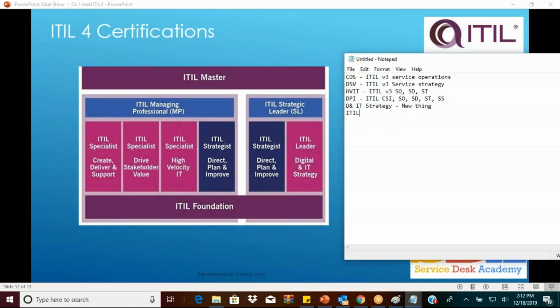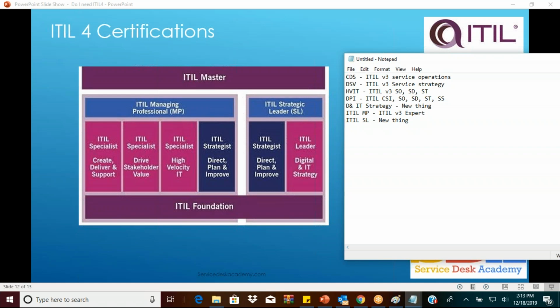And ITIL expert: ITIL MP, Managing Professional, can be correlated to ITIL v3 expert. ITIL Strategic Leader cannot be correlated again. It's a new thing. By doing ITIL Strategic Leader, you will get the expertise and capabilities so that you can transform your organization into a digital organization. So these are the new things.